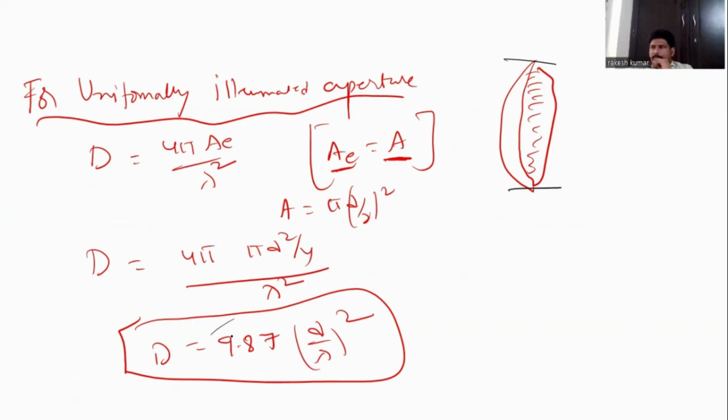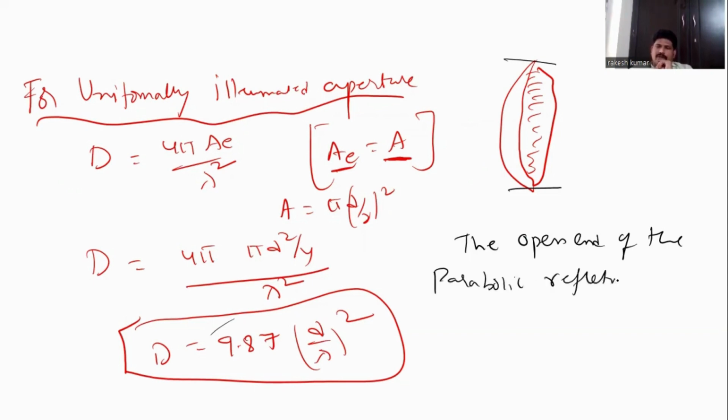Okay. So very important, the open end of the parabolic reflector is called the aperture. Okay.